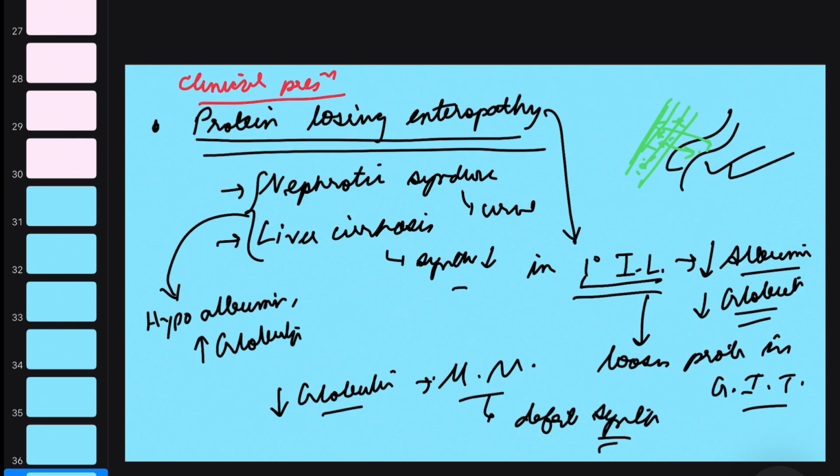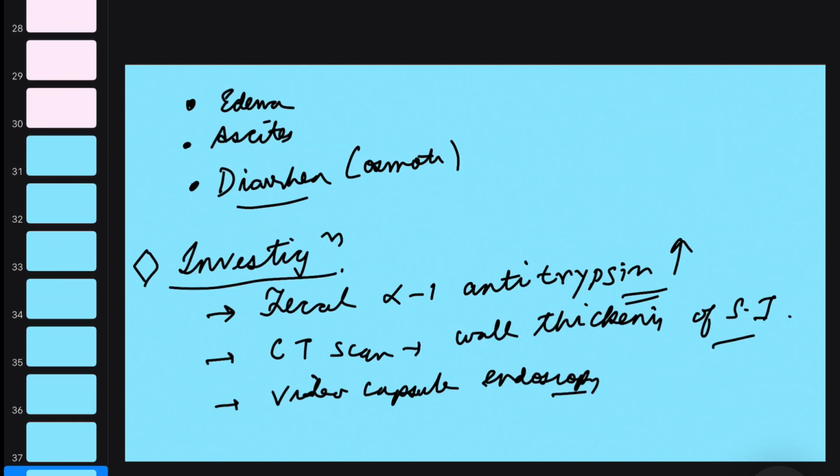Nephrotic syndrome and liver cirrhosis are other conditions where we are also losing proteins, but there we lose selectively albumin, not globulin. So globulin goes high, but here we are losing both albumin and globulin. Okay, and this is leading to edema, ascites, diarrhea. Investigation: fecal alpha-1 antitrypsin is specifically elevated.